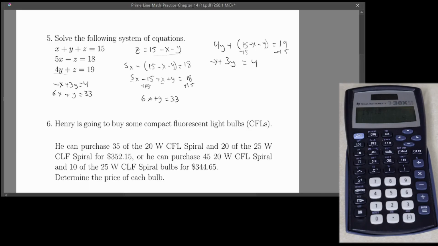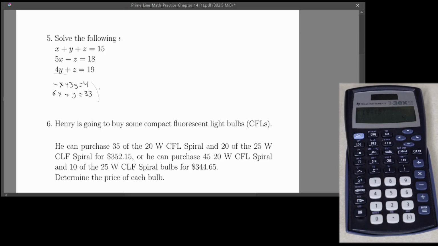Notice we have a negative here, so we're going to use these 2 and start up our next piece. We're going to work with these 2 equations: negative x plus 3y equals 4, and 6x plus y equals 33. I want to cancel out the x's, so I'm going to multiply the top by 6. So we get negative 6x plus 18y equals 24.